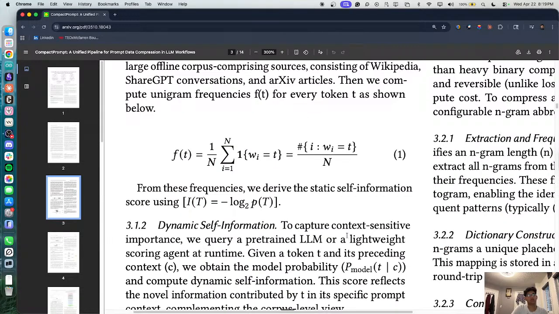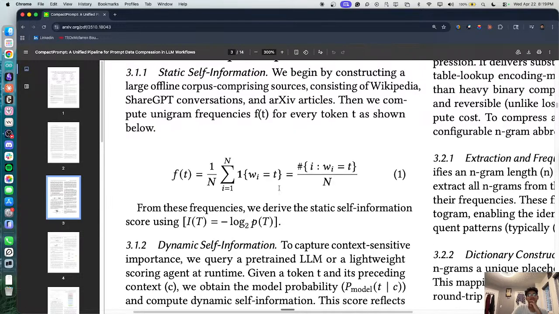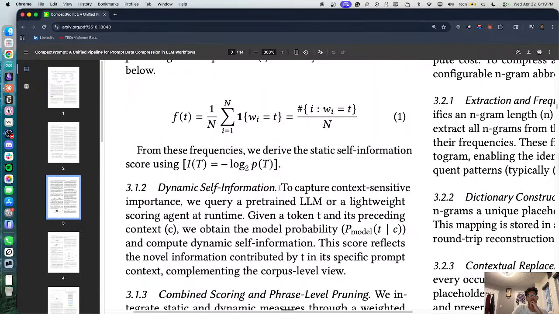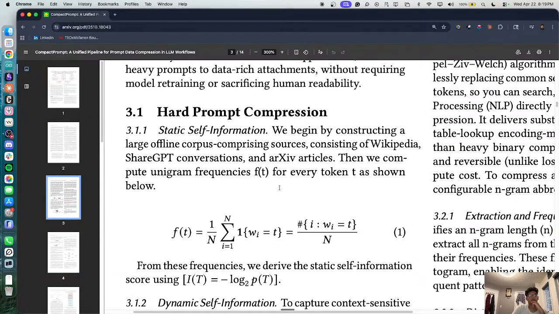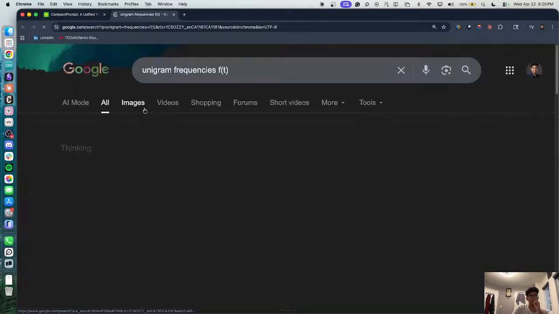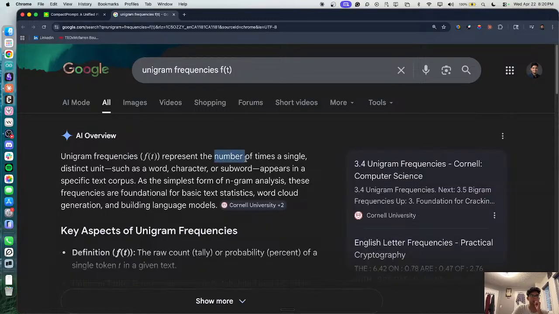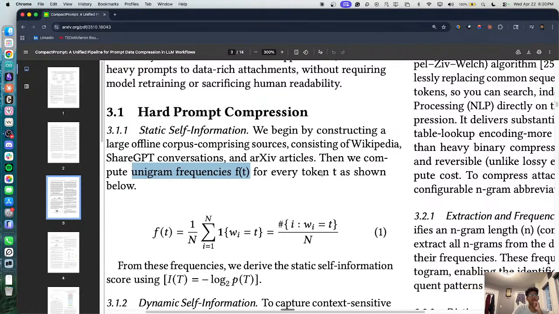So there's some math involved. Don't be scared. We will ask ChatGPT to figure this out for us. But there is going to be a little bit of a barrier because I don't really know all of this, but that's why we go through all of this one by one. So anyways, this is saying, then we compute unigram frequency. So let's see what that is. This is part of n-gram then, no?